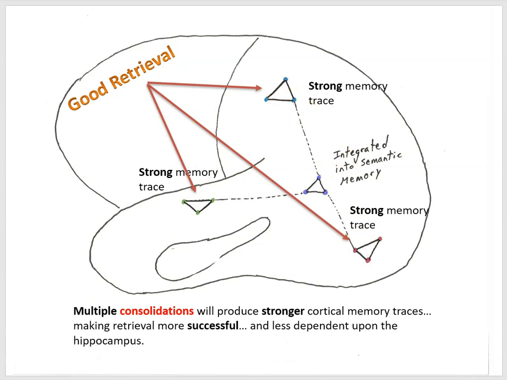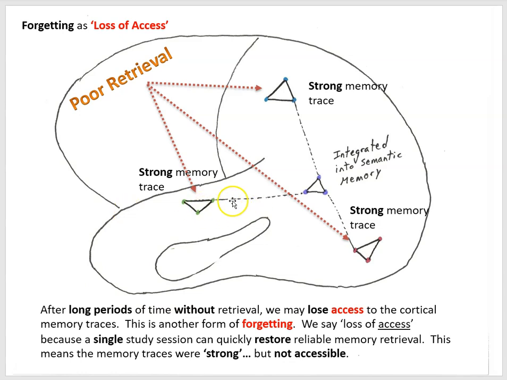But even if we have consolidated information into the cortex, we can still forget that information. So we're going to introduce another kind of forgetting. We're going to call it forgetting as a loss of access. After long periods of time without retrieval, we may lose access to the cortical memory traces, and this is another form of forgetting. We say loss of access here because a single study session can quickly restore reliable memory retrieval.